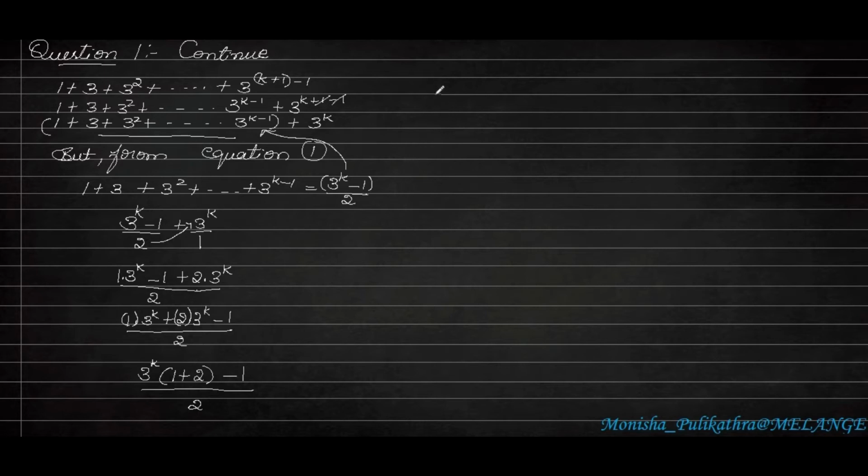So next it will become 1 plus 2 is 3. So 3 into 3 to the power of k minus 1 whole divided by 2. So 3 means it is nothing but 3 to the power of 1. We know that a to the power of m into a to the power of n is equal to a to the power of m plus n. So this you might have studied in 7th standard or 6th standard, right? So 3 to the power of 1 into 3 to the power of k is also equal to 3 to the power of k plus 1. So minus 1 I'll be writing as it is, divided by 2.